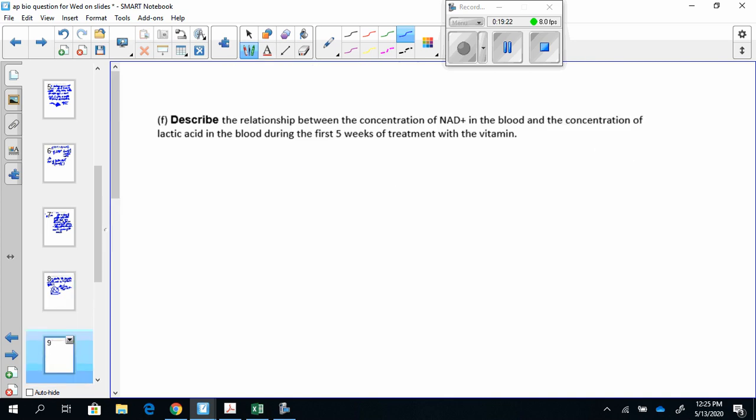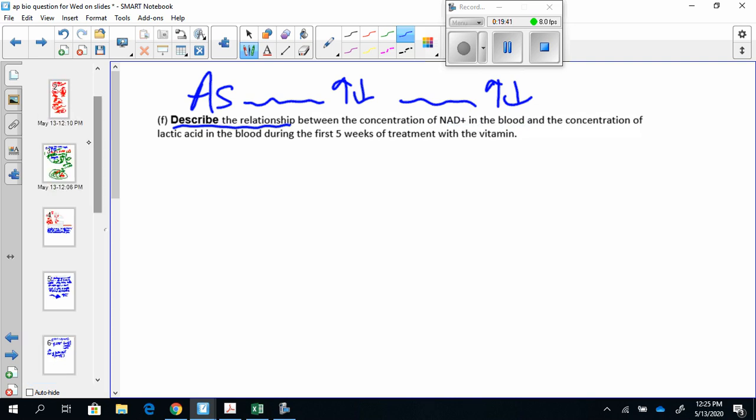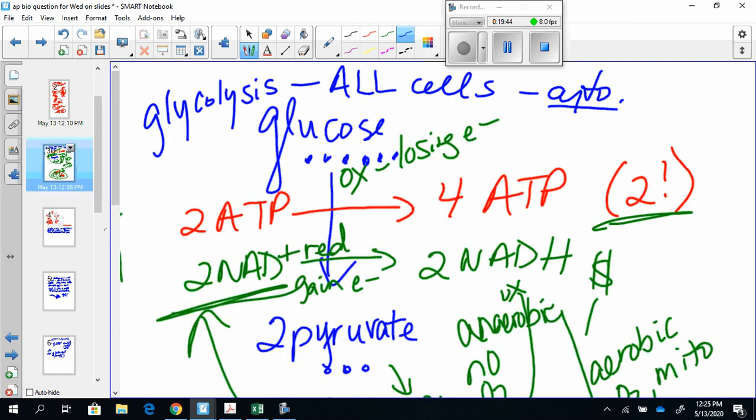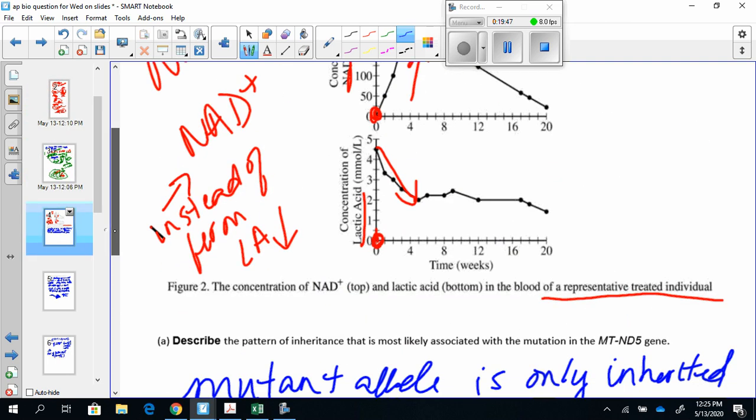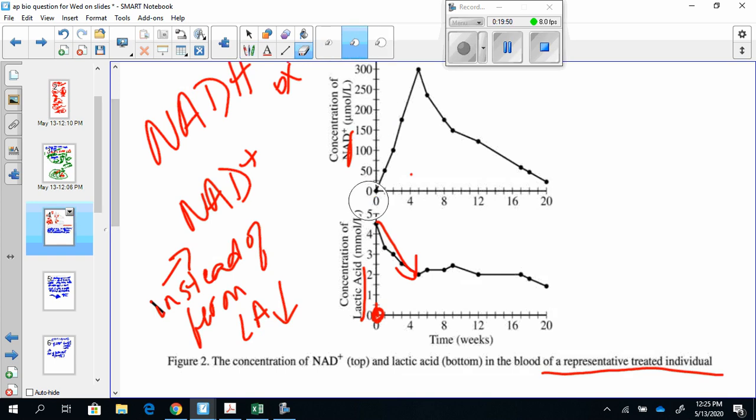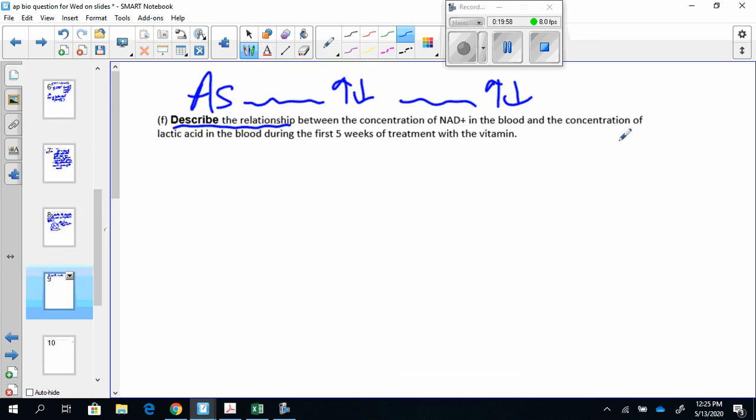All right, next question. Describe the relationship. Okay, every time they ask you to describe a relationship, it's always good to put, as this either goes up or goes down, this goes up or goes down. The relationship between the concentration of NAD plus in the blood. Okay, so let's go back to our graph. What happens to the NAD plus in the blood? I'm just going to erase so that I can see more stuff. So NAD plus in the blood, and then I think it actually gave me a time period, first 5 weeks.